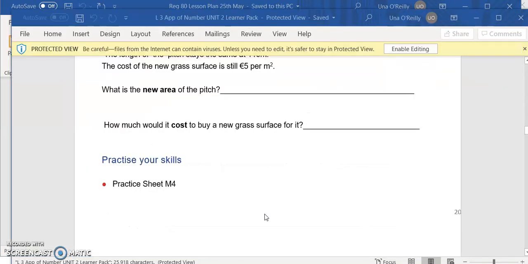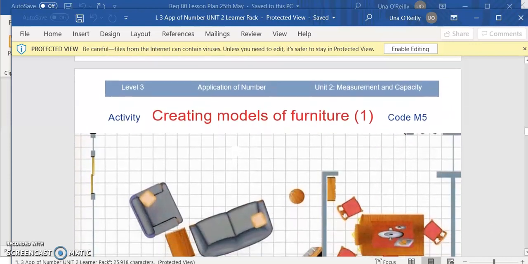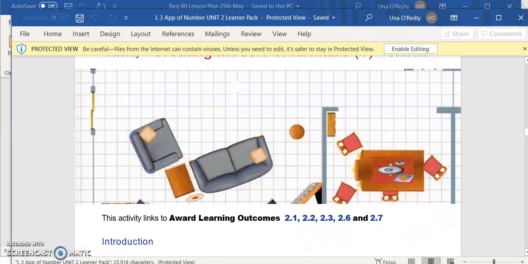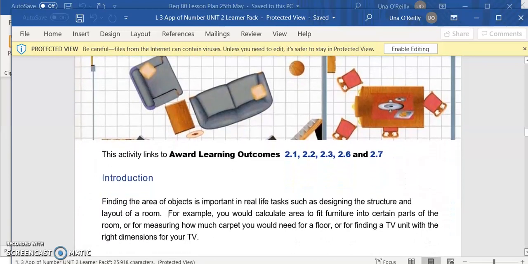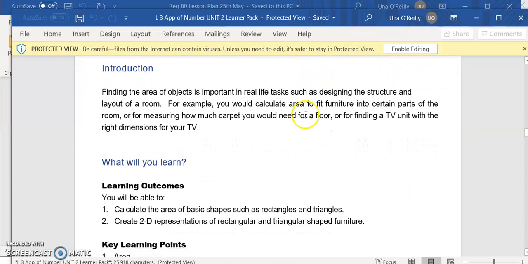Now moving on to the next bit. I think we're on page 21 here. Can't see the bottom, so I'm not 100% sure. But this is about creating models of furniture. Okay. So you have a few videos about this. It's about finding the area of objects. It's important in real-life tasks such as designing the structure and layout of a room. For example, you would calculate the area to fit furniture into certain parts of the room, or for measuring how much carpet you'd need for a floor, or for finding a TV unit with the right dimensions for your TV.